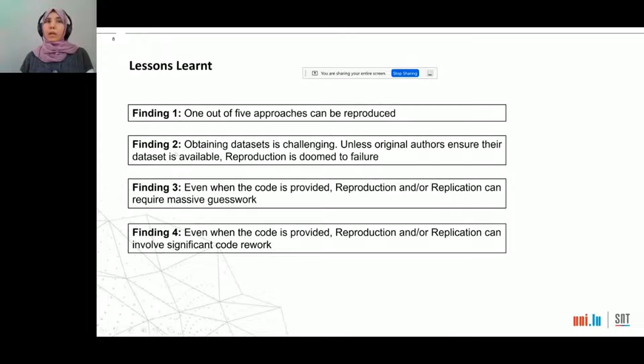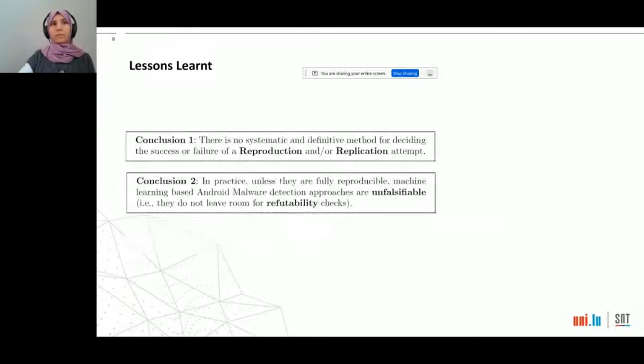So our study has showed that only 1 out of 5 approaches can be reproduced. Actually, the time doesn't allow to go through all the problems we have faced during our reproduction study. So it's not about executing the code and writing down the results. It involves collecting datasets from different sources, which can be really challenging. And even when the code is provided, it needs to be reviewed, completed, debugged, and sometimes even corrected. And that involves a massive guesswork and code rework.